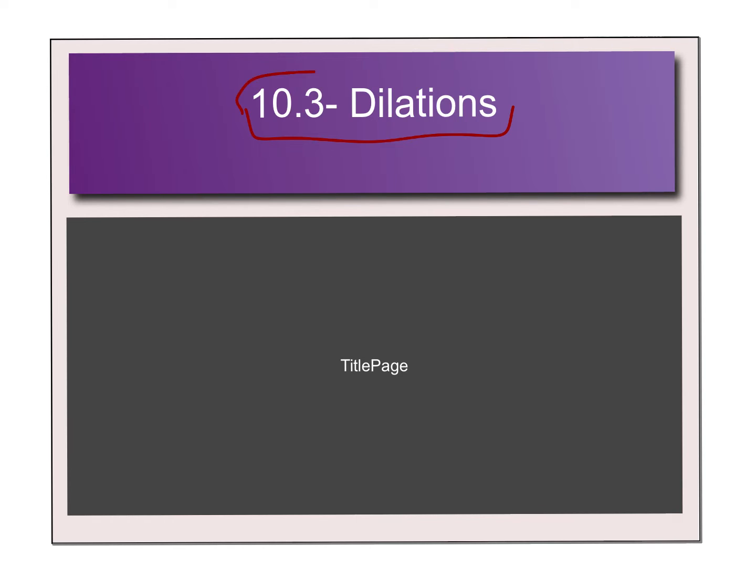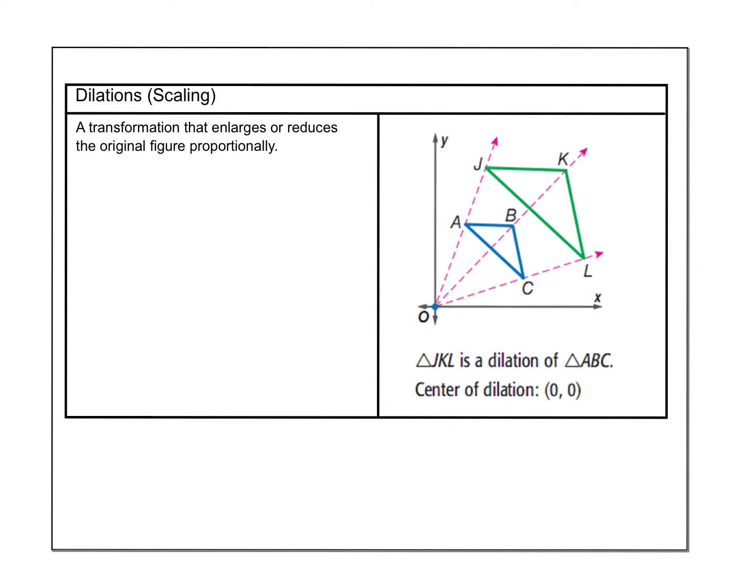So here we are at the very end of Unit 10, talking about dilations. And let's look and see what a dilation is. If you've ever had your eye dilated, you know that they expand part of your eye and you can absorb a lot more sunlight than you're supposed to. And so it gets bigger depending on how long they need to dilate. So a dilation in math is simply something that either enlarges or reduces the original figure proportionally.